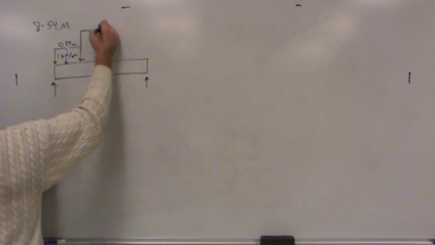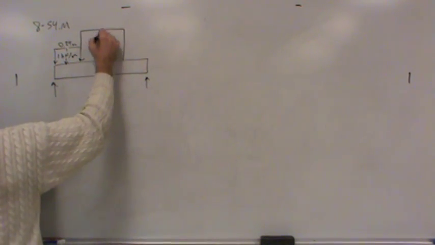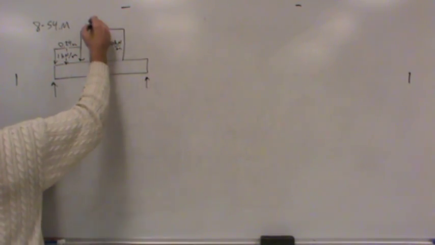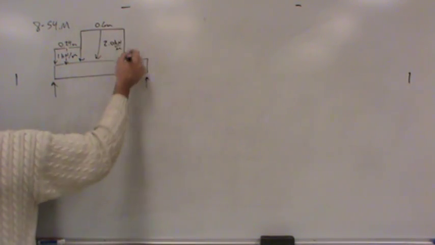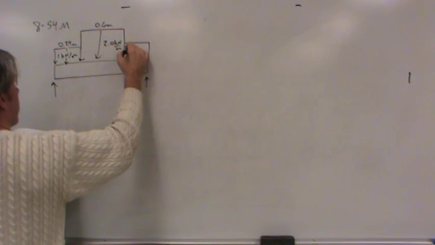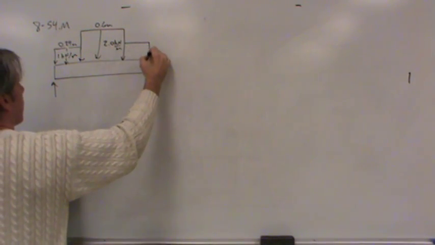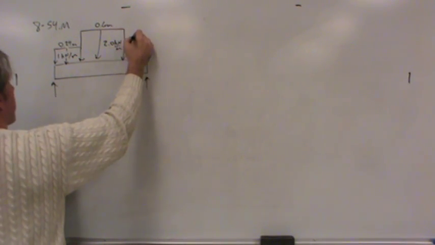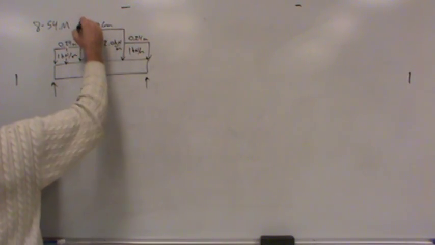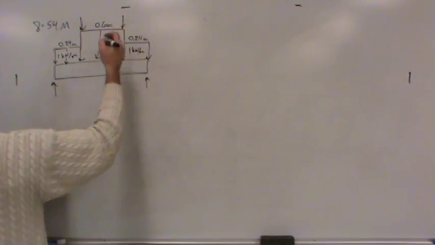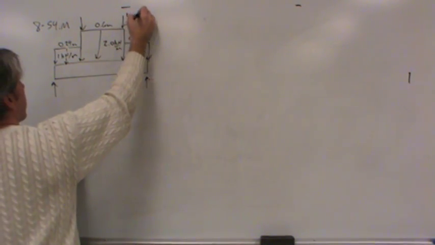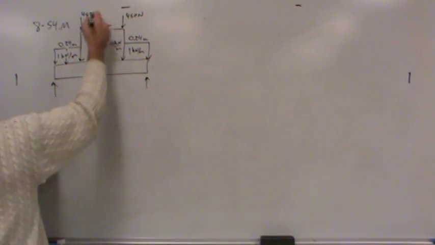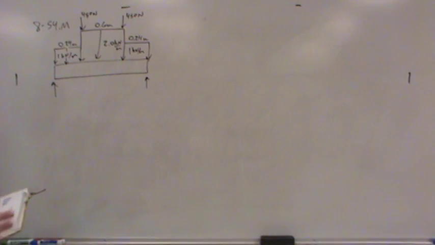Then there is a distributed load of 2 kilonewtons per meter for 0.6 meters. There's another distributed load of 1 kilonewton per meter on the other side for another 0.24 meters. But there's also 2 point loads, each at 450 newtons. And they're where the distributed loads change.